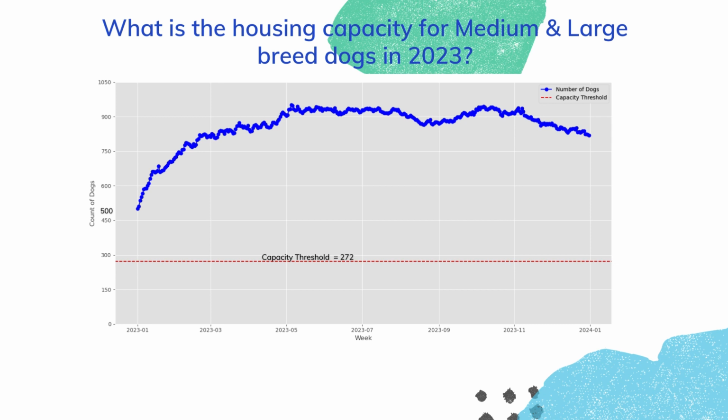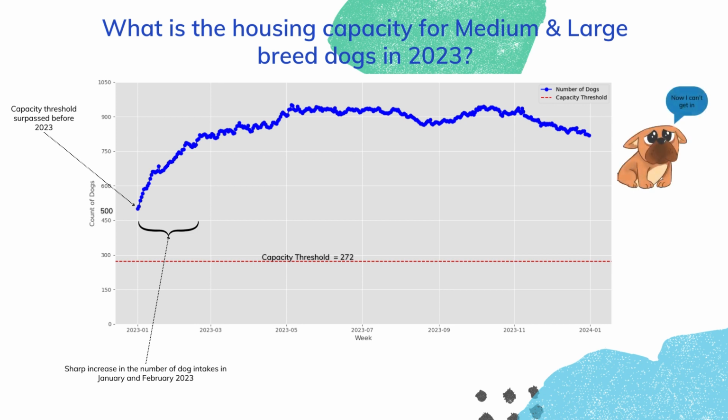Another important metric, often measured within a shelter, is the housing capacity. So we ask the question, what is the housing capacity for medium and large breed dogs in 2023? Now for the Austin Animal Center, there is a capacity threshold of 270 animals, but as you can clearly see, at the beginning of 2023, that number is far surpassed and hasn't been able to drop below that threshold limit.